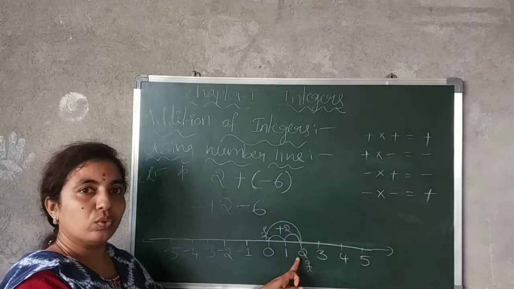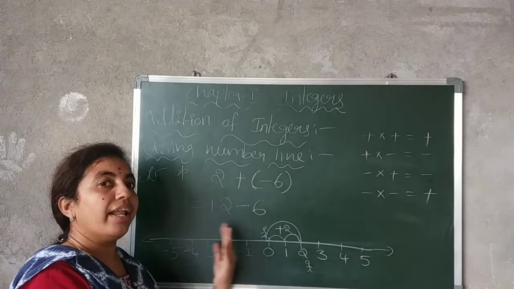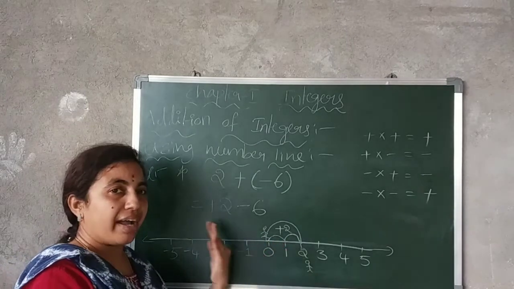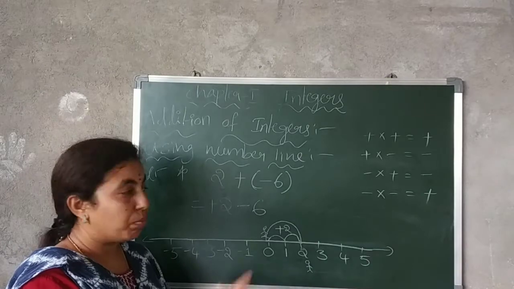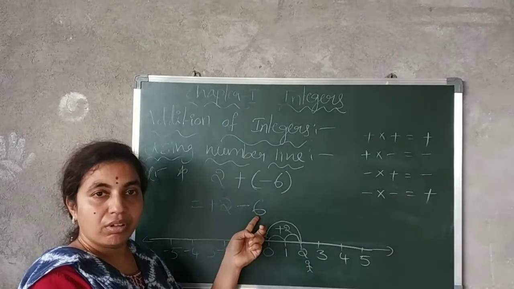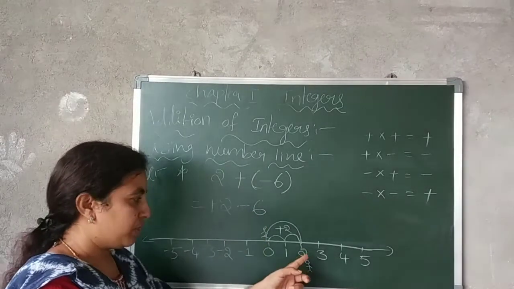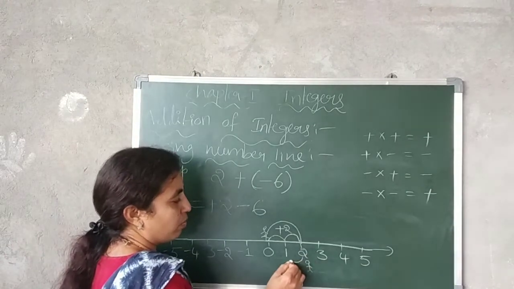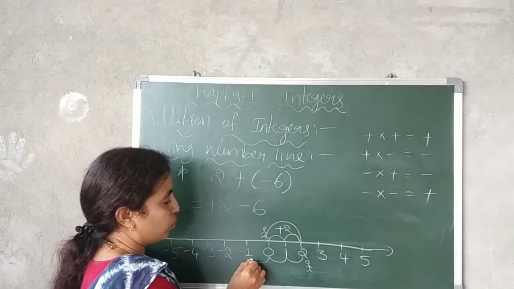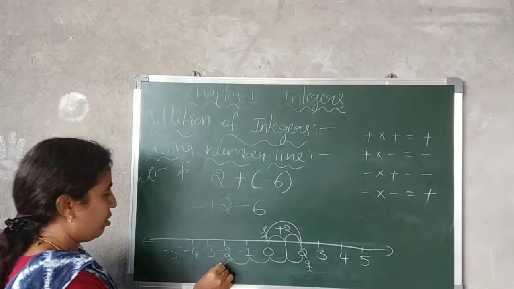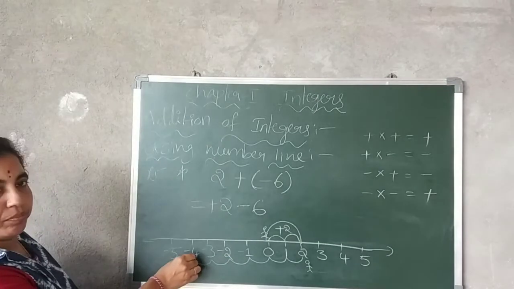We are at 2. From 2 you should move to the left of 2, or backward. But how many steps should you move now? 6 steps. So start here at 2: 1, 2, 3, 4, 5 and 6.